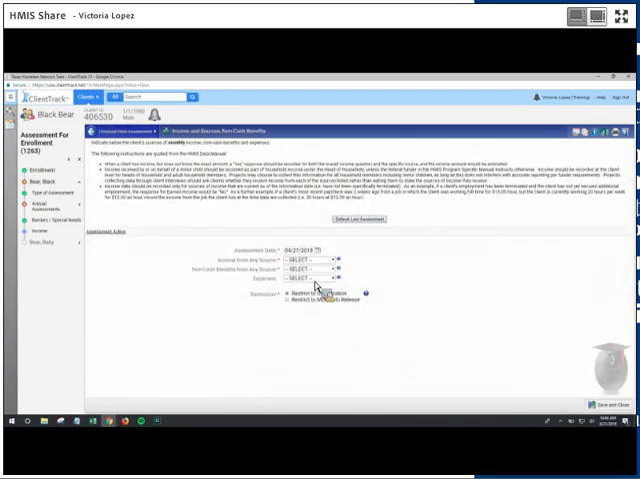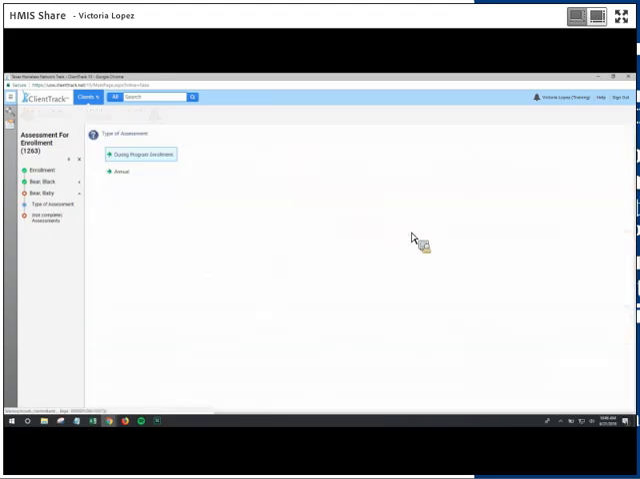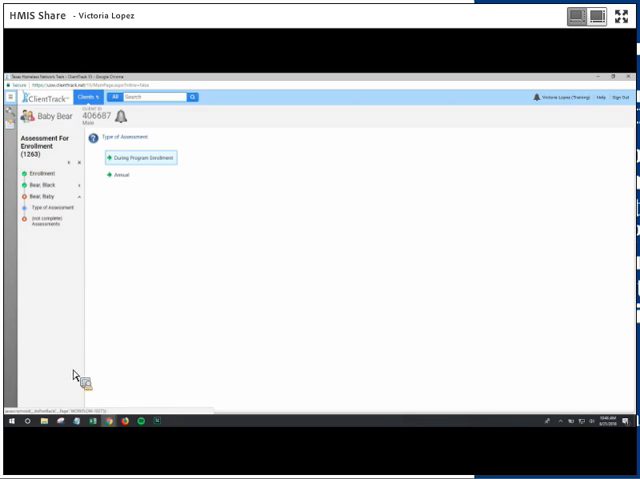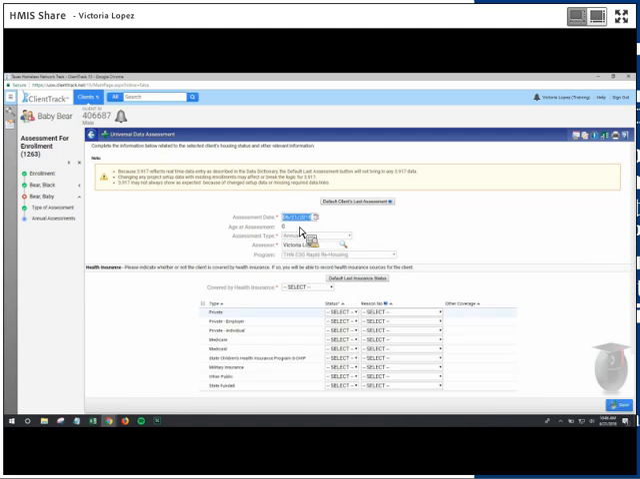For income, I'm going to say my client does have income during their annual. They didn't when they first started the program, but now they do, and they don't have any non-cash benefits at this point. Save and close. Now, if you have any family members, you'll need to go through the same thing. Again, make sure that the annual assessment date falls within the specific window.